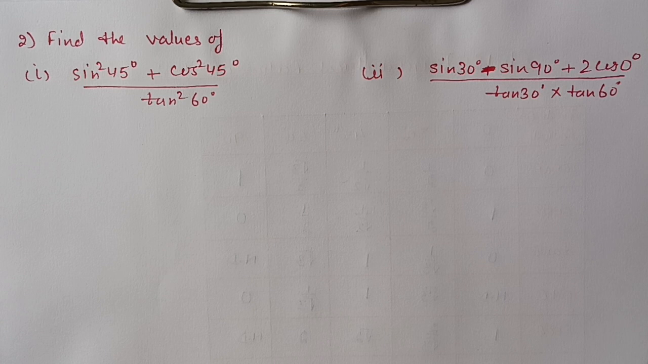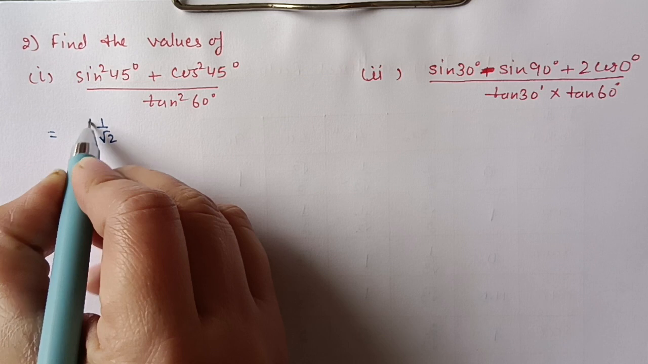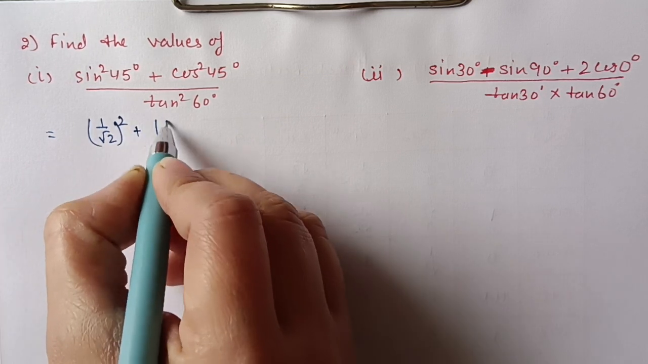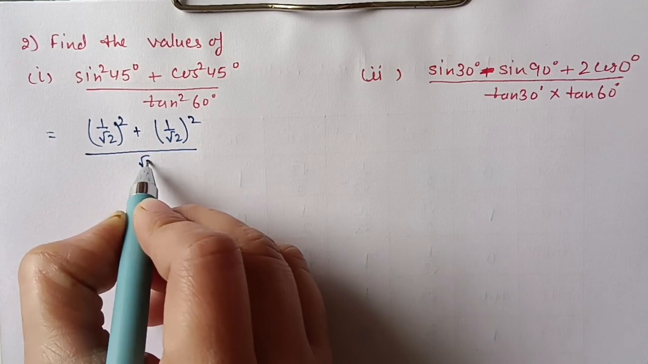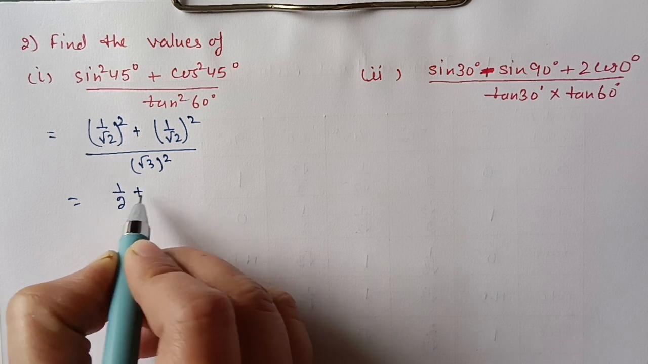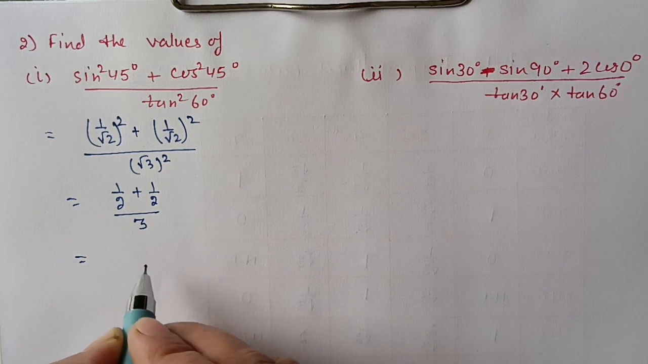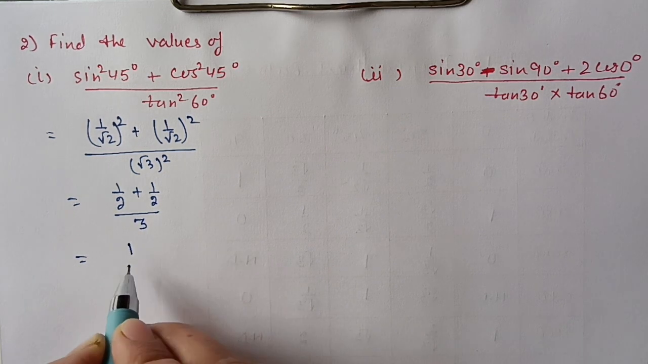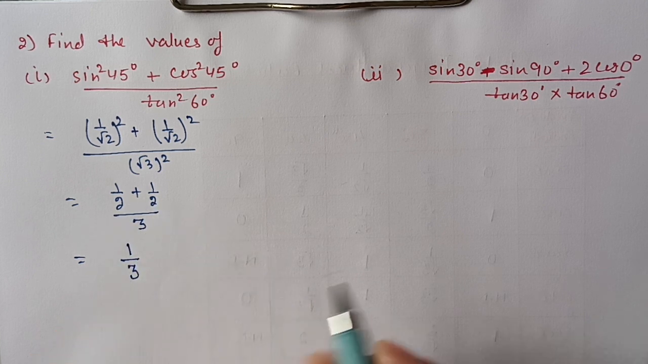Second question, first part, sin square 45 plus cos square 45 upon tan square 60. So sin 45 value is 1 by root 2. Cos 45 value also 1 by root 2. And tan 60 value is root 3. After squaring, it will become 1 by 2 plus 1 by 2 upon 3. 1 by 2 plus 1 by 2 means 2 by 2, or we can write 1 by 3. Half plus half will become 1.